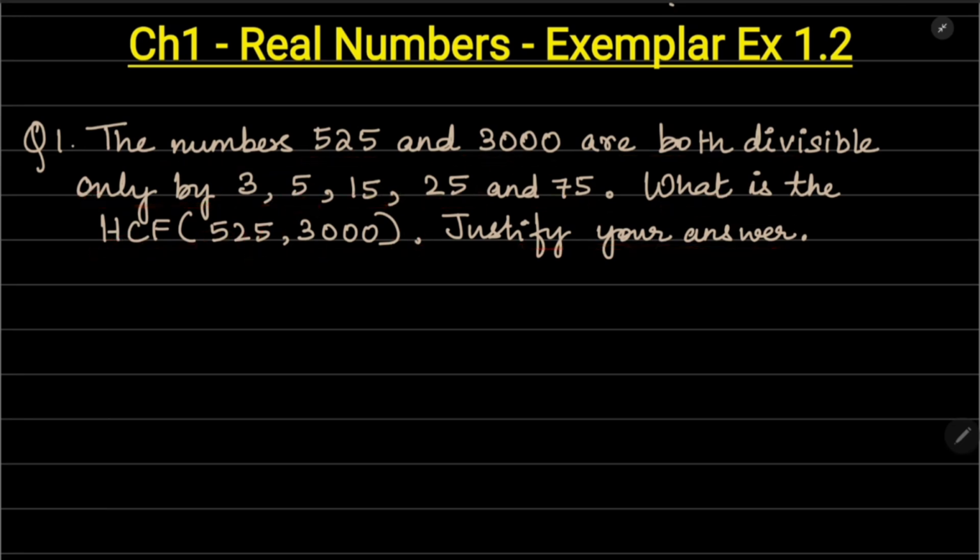Justify your answer. So, you are given that both the numbers 525 and 3000 can be divided by all of these numbers. That means they are divisible by 3, 5, 15, 25 and 75. What do you mean by HCF? HCF is nothing but the largest number that can divide both these numbers. So out of all these numbers that are given to you, 75 is the largest number that can divide both 525 and 3000. Therefore, HCF of the given two numbers is 75.